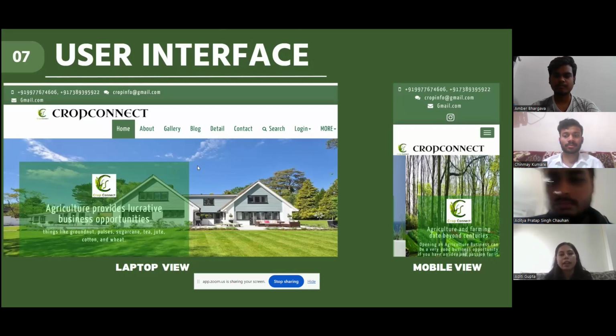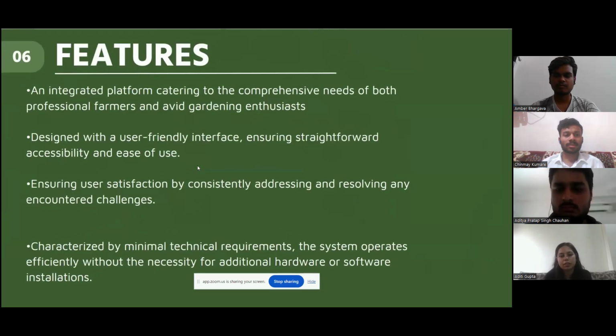Next, we will be understanding the features of our major project, which will be explained by Chinmay. The feature provided by our project is an integrated platform to fulfill the needs of the farmer as well as the gardening enthusiast. It can satisfactorily solve all the challenges that can be encountered. It is easy to use. It is user-friendly software, as you can see. It is characterized by minimal technical requirements, with no need to install additional software and hardware.